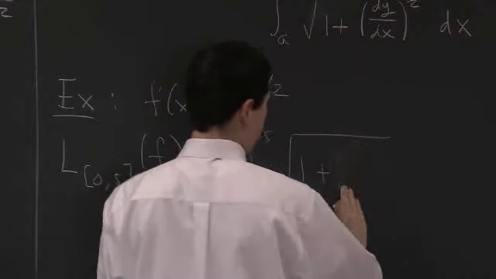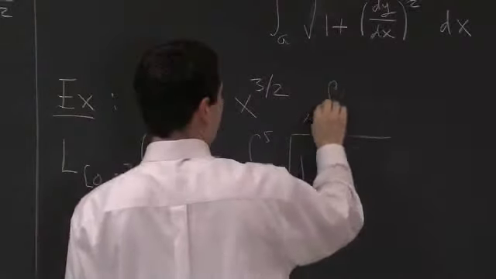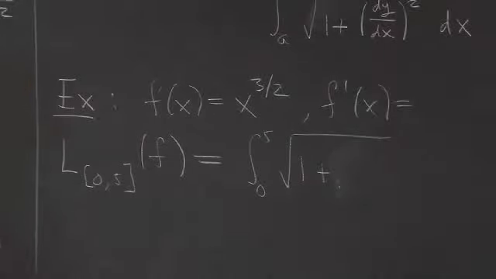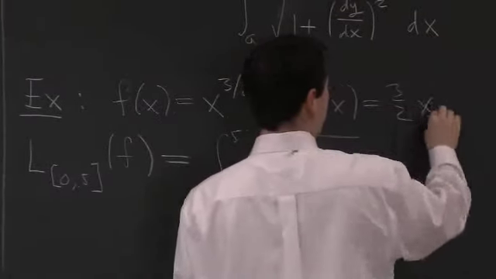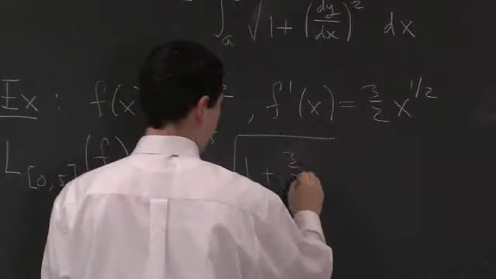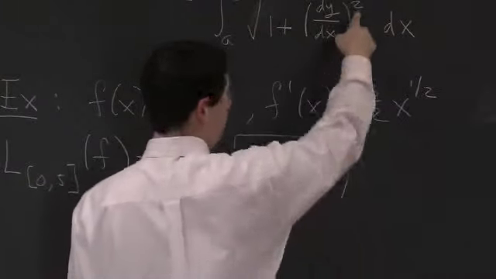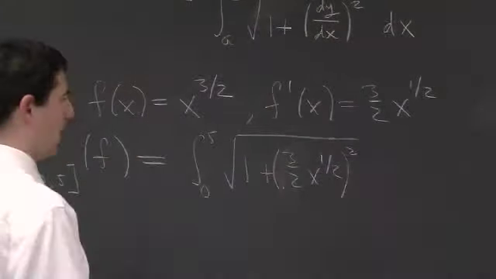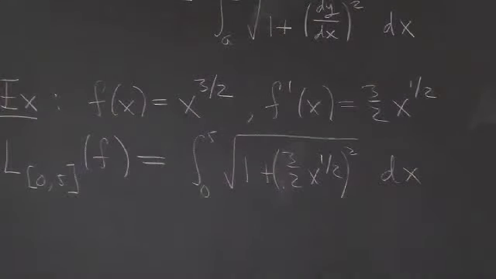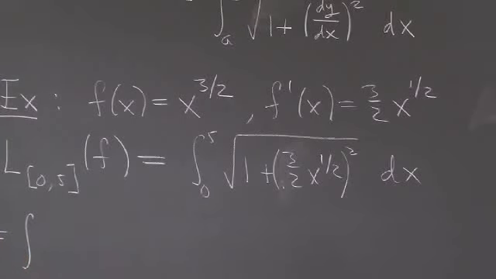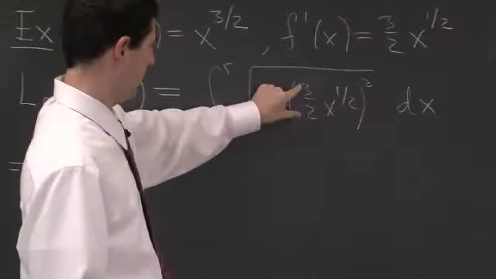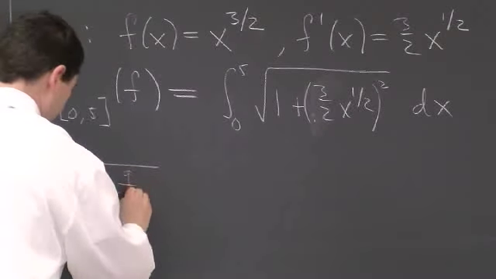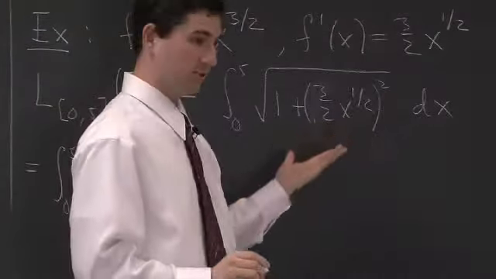So what's the derivative of x to the 3 halves? Let's write it down up here. Derivatives are so nice. You hardly have to think, right? So I need to do 3 halves x to the 1 half. But it's not just the derivative. I have to do the derivative squared, and then dx. Now it's just fiddling with this thing. If you square 3 halves x to the 1 half, the 3 halves becomes a 9/4, and the x to the 1 half, when you square it, just becomes x.